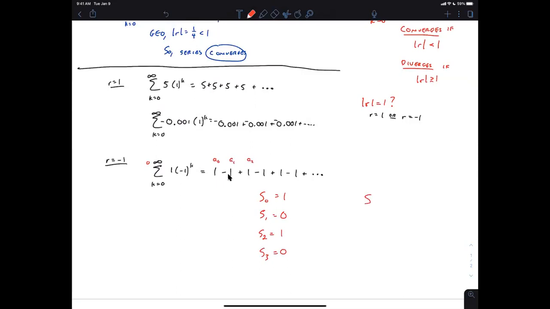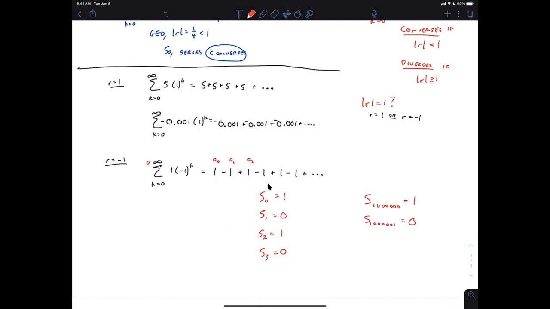If I figured out something big like S1 million, then based on that pattern, that's going to be 1. All the evens are 1, all the odds are -1. S1 million and 1 is -1. And so that diverges. Wait, not -1, because, my bad, this is 0, thank you. That diverges not because it's going to infinity or negative infinity, but because it's bouncing 1, 0, 1, 0, even though it kind of looks like that should be 0. It is 0 every other term, but it's 1 every other term as well.